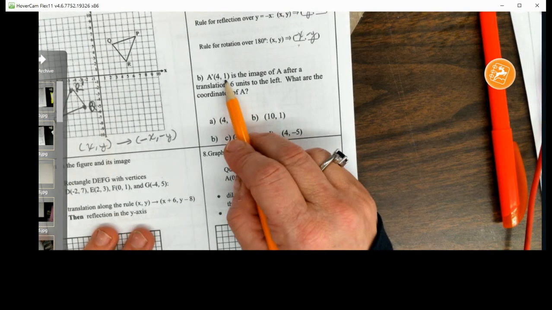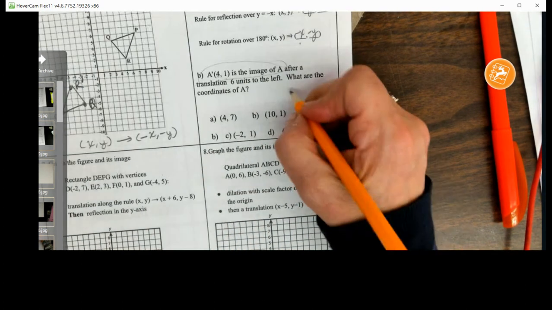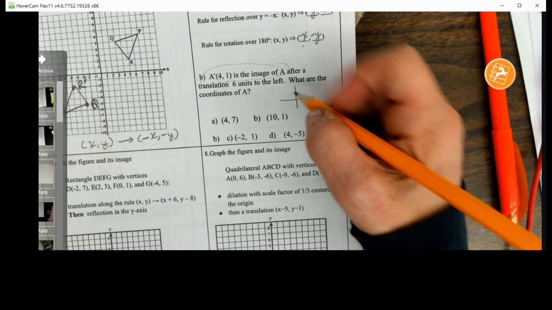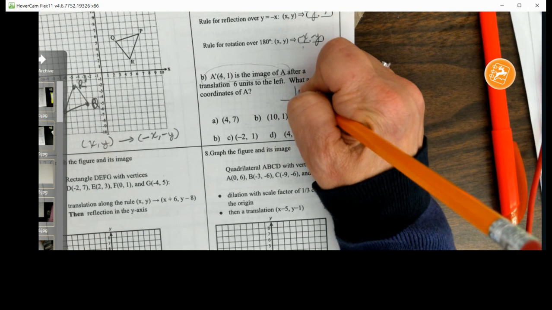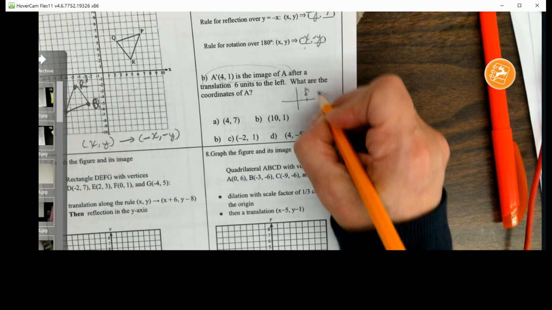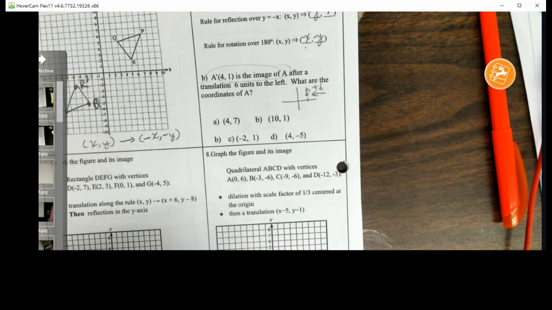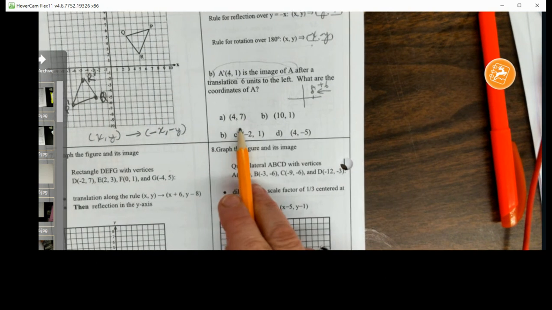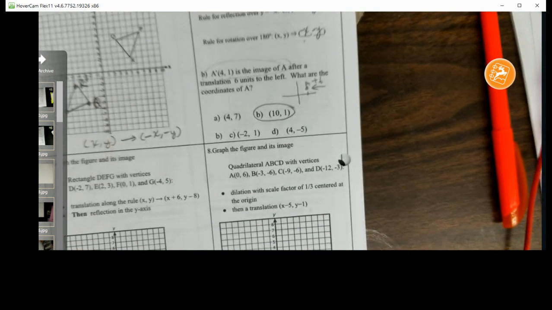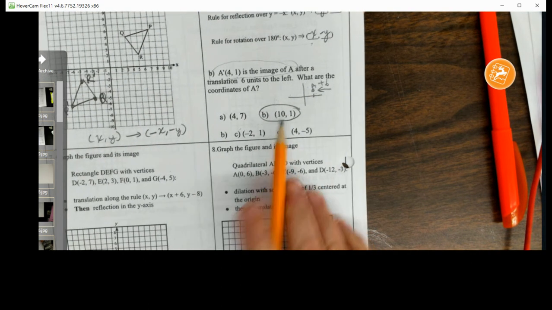So now we're going to look at the image of (4, -1). This is after it's been translated to the left, so it got moved in this direction. This is the final spot, and we're moving it to the left. What we want to do is add 6 to the value. So when we take away 6, we get (4, -1). The answer is (10, -1), and if I translate it to the left, I get 6.